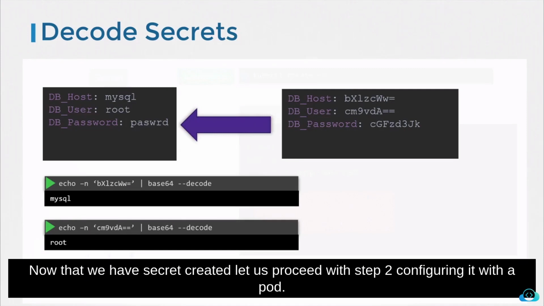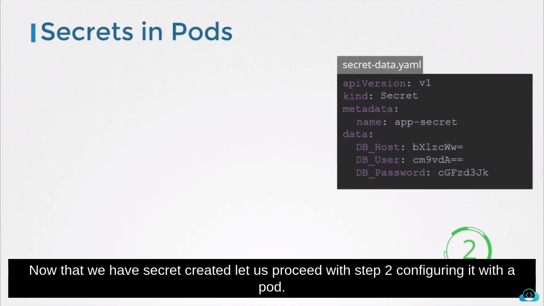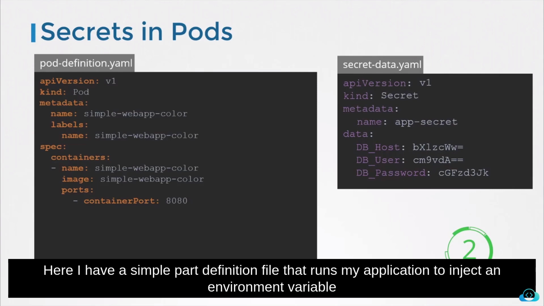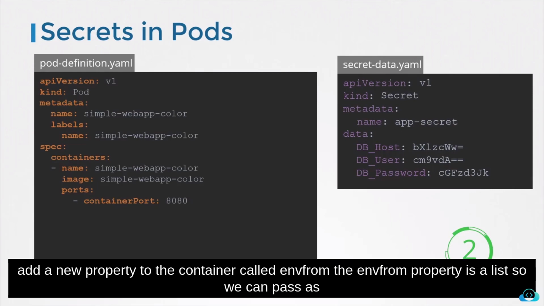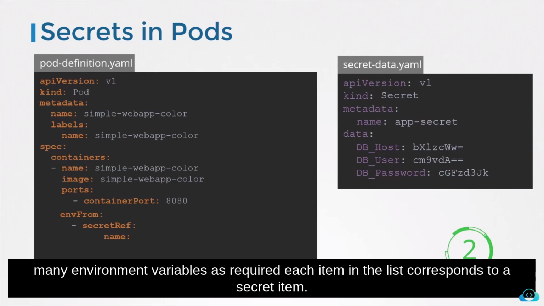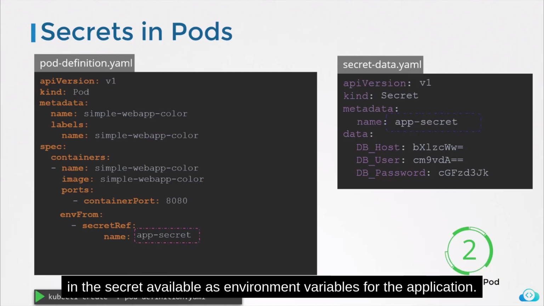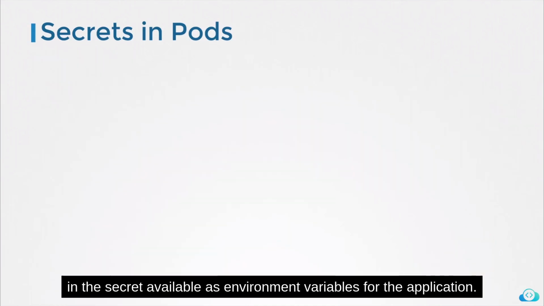Now that we have the secret created, let us proceed with step 2, configuring it with a pod. Here I have a simple pod definition file that runs my application. To inject an environment variable, add a new property to the container called envFrom. The envFrom property is a list, so we can pass as many environment variables as required. Each item in the list corresponds to a secret item. Specify the name of the secret we created earlier. Creating the pod definition file now makes the data in the secret available as environment variables for the application.